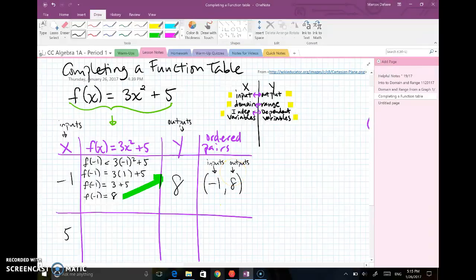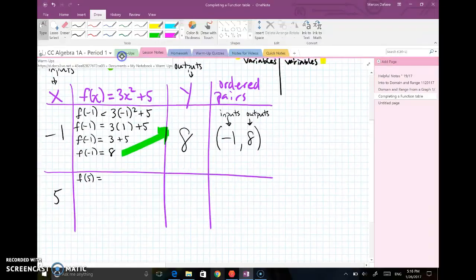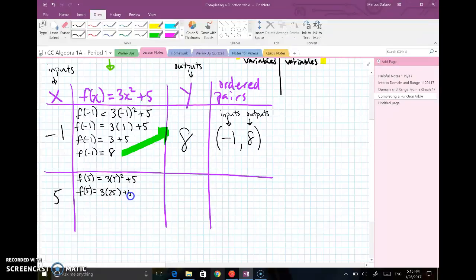And now I'll do the same thing again using a 5 as my new input. Same function, different number. So this is equals, and I'll move this up here. Zoom in a bit. This is 3 multiplied by 5 to the second power plus 5. And so what I get is f of 5 is equal to 3 times, and once again, this is not 5 times 2, it's actually 5 times 5, which gives me 25, plus 5.